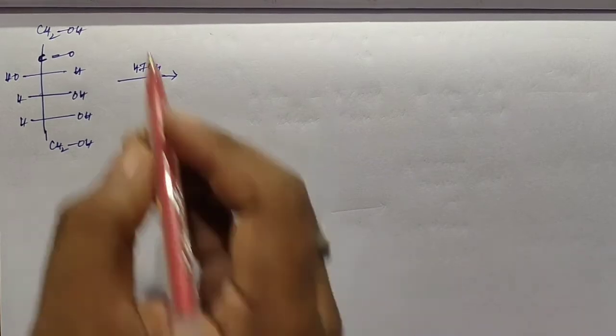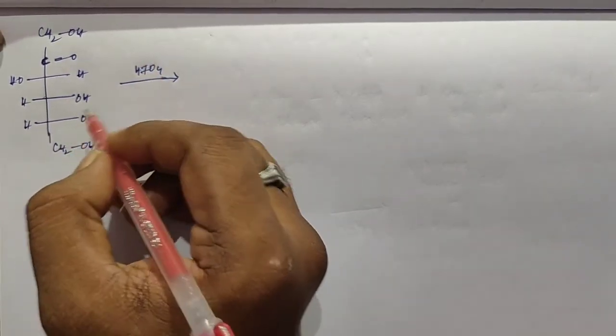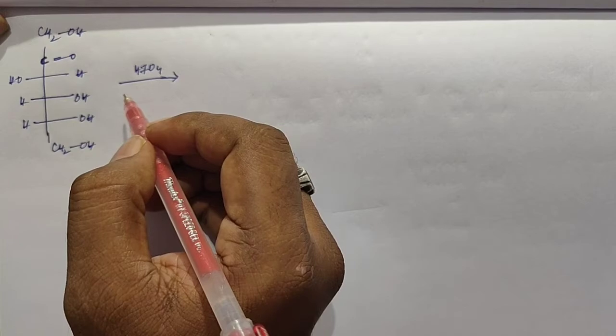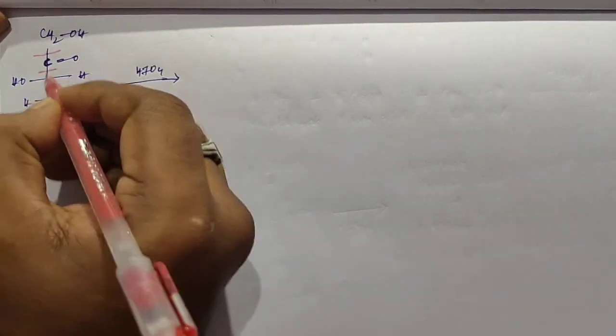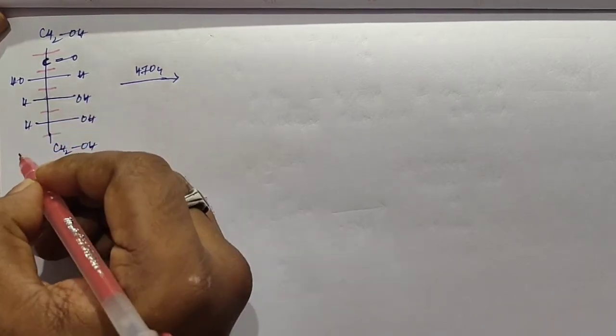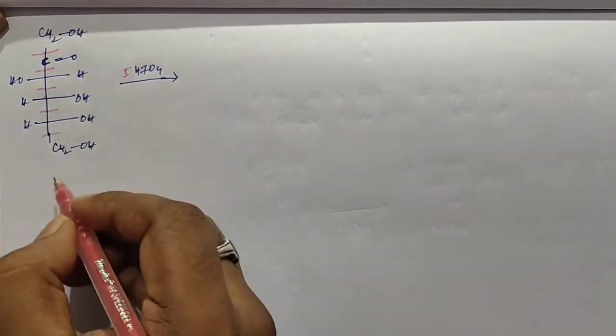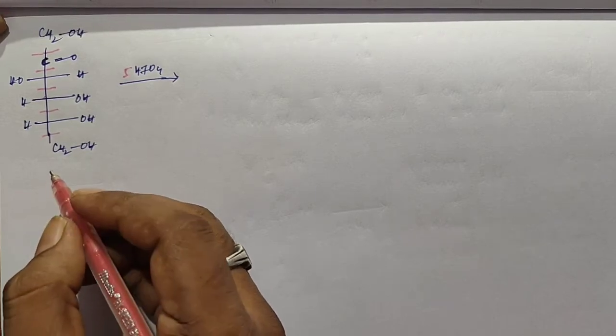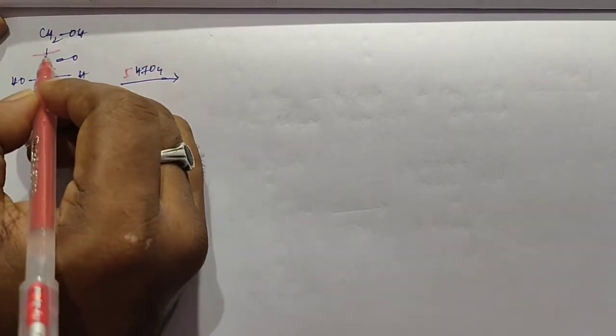So when this compound undergoes oxidation with periodic acid, the breakdown can be possible. Here one breakdown, second breakdown, third breakdown, fourth breakdown, fifth breakdown. So totally we need 5 moles of periodic acid. Here we lost one valency, so we add one OH group.